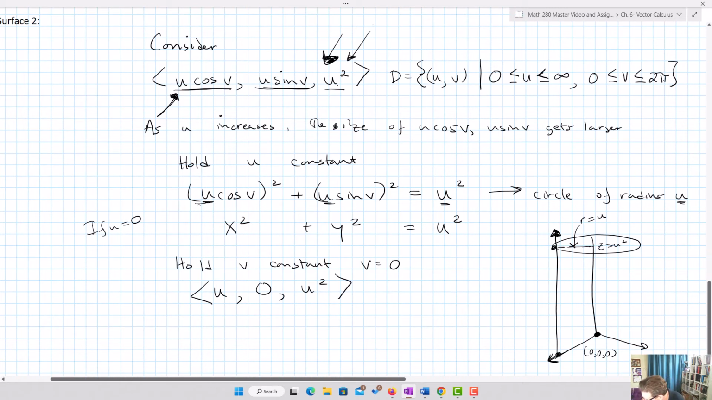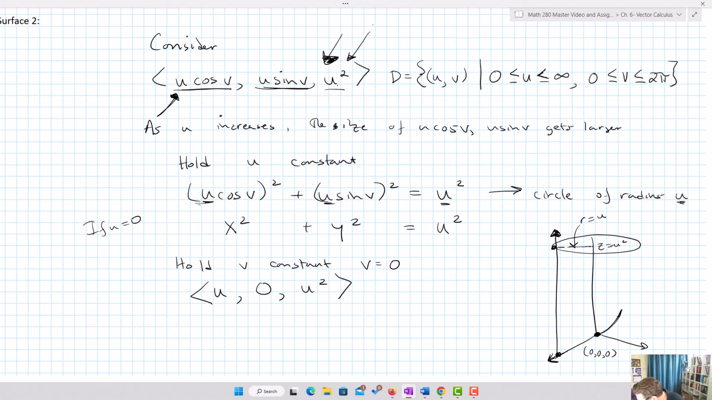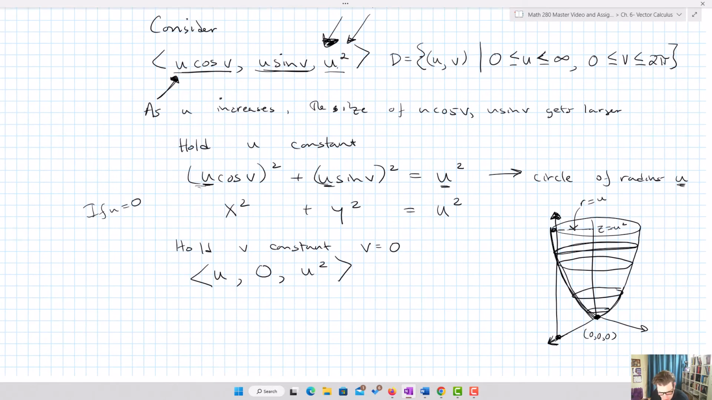As I increase u and move around v, I'm going to increase the width of that circle. So the width of the circle increases as I go up in terms of u, and the height increases by a matter of u squared. So I end up getting these circles that get bigger and bigger as I go up the z-axis, each one being a circle of radius u.